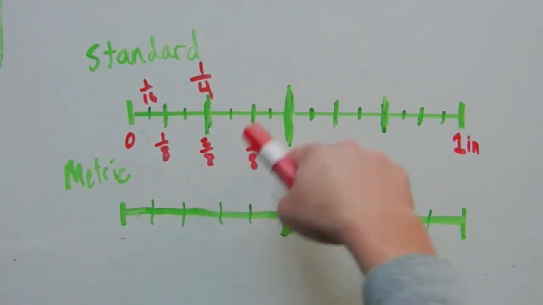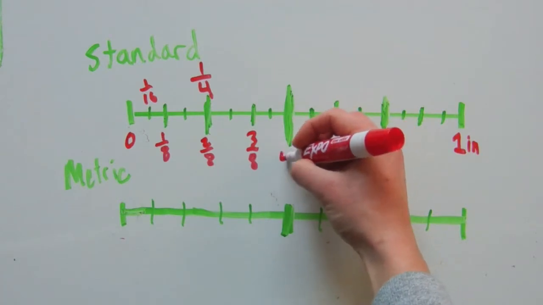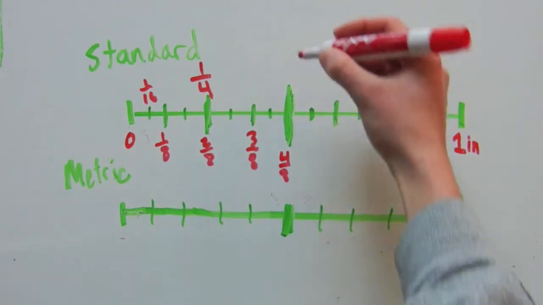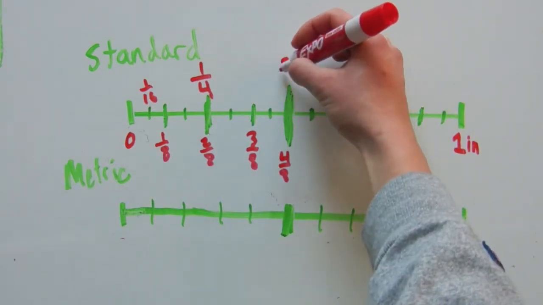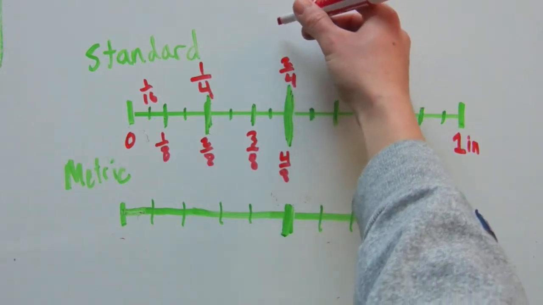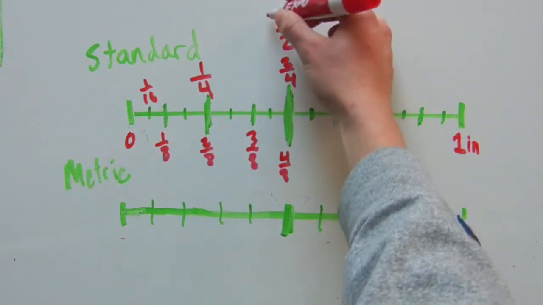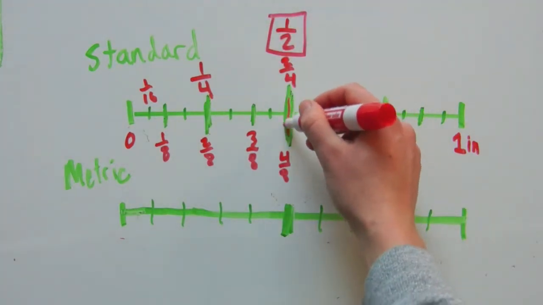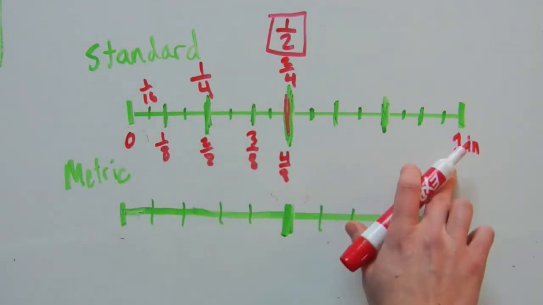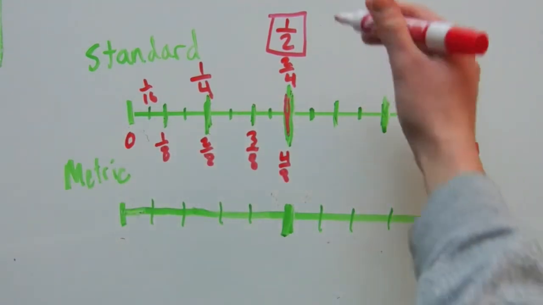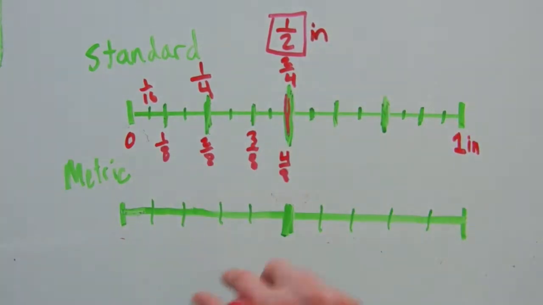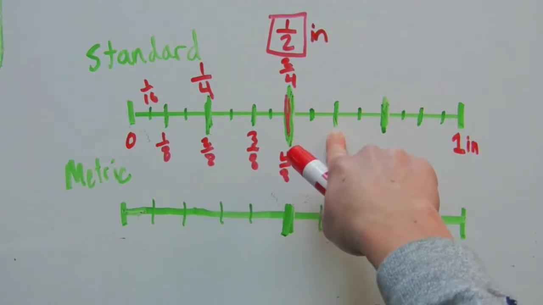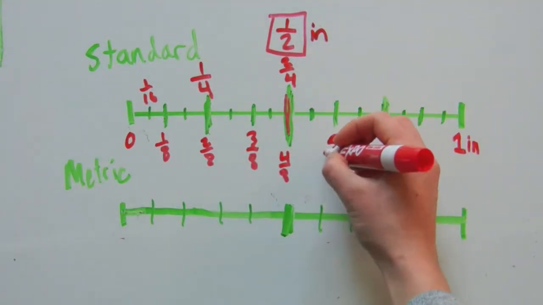8/16 can be broken up into not only 4/8, but also it can be broken up into 2/4. But we know that 2/4 is also 1/2. So this is the halfway point between 0 and 1. So that's known as half of an inch. We go from 8/16 to 9/16 of an inch to 10/16 of an inch, which would be known as 5/8 of an inch.